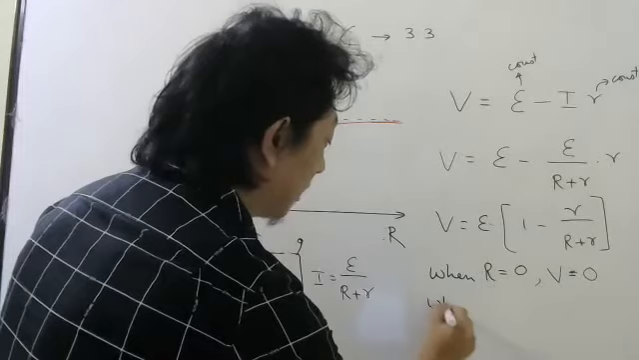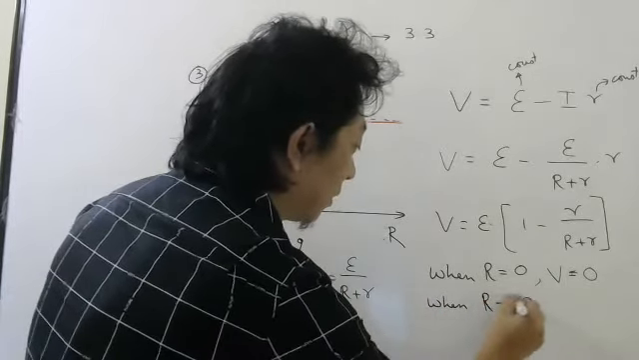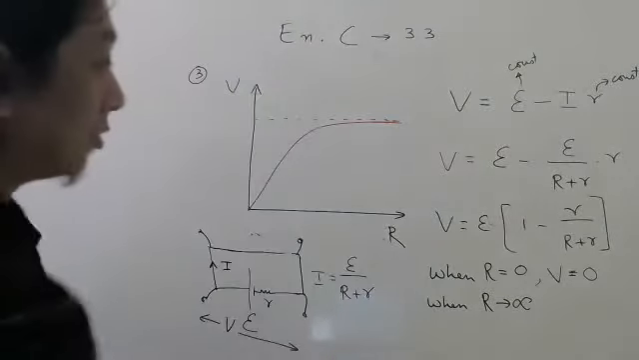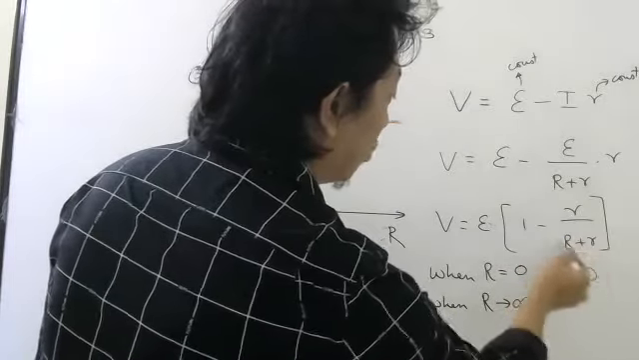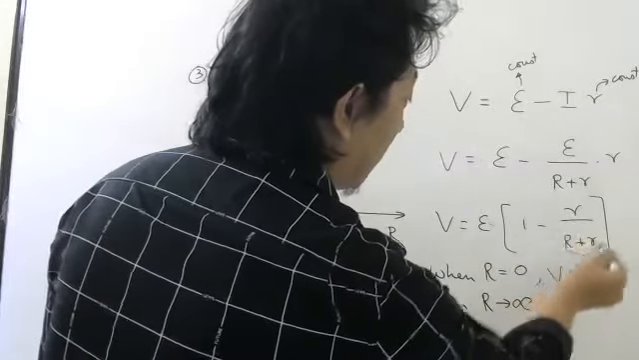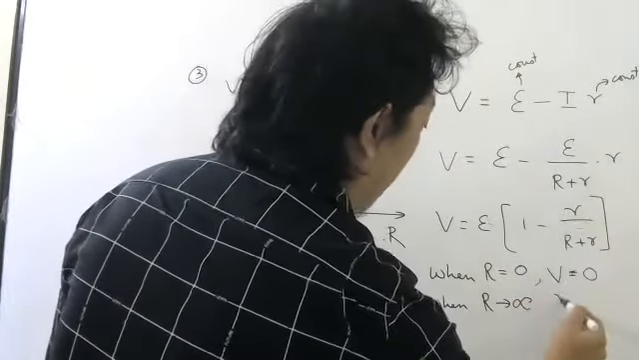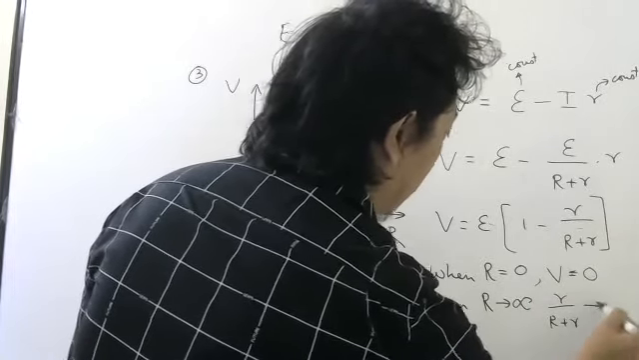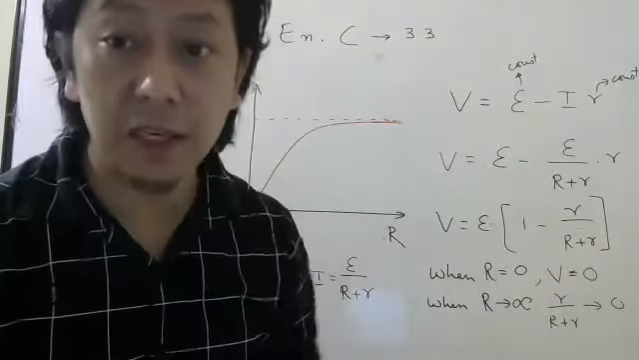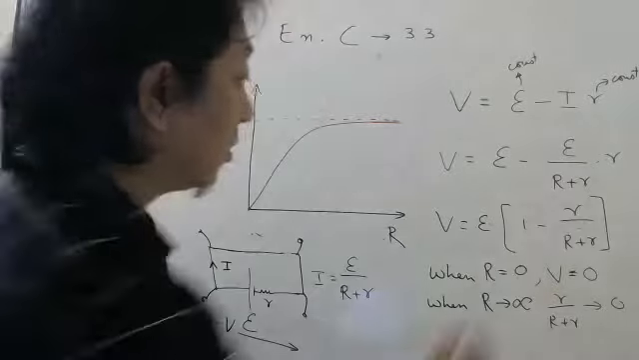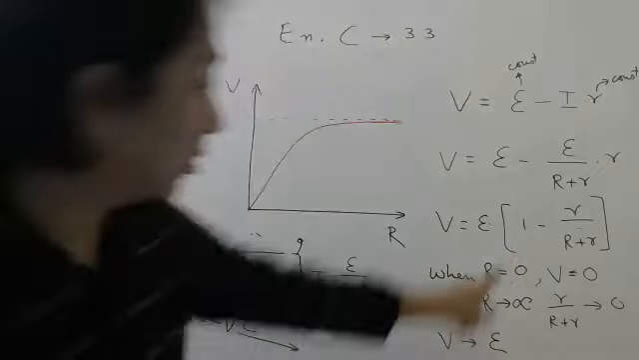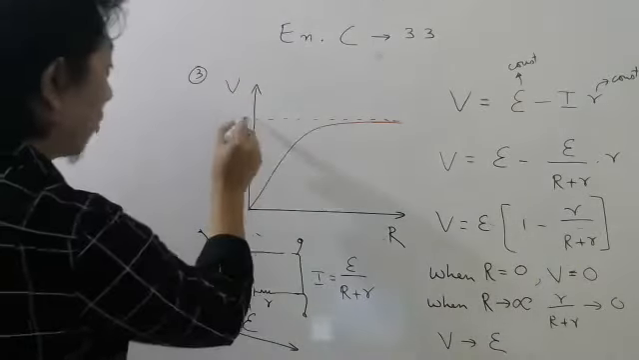Now think when R is infinity, when R becomes very large. When R is going to very large values, this denominator will become infinity, so R divided by R plus small r will go to 0. Because denominator is going to infinity. So something divided by infinity is what, students? 0. So if this is going to 0, we will approach what value? EMF. Because it will be 1 minus 0. That means this point is your EMF.